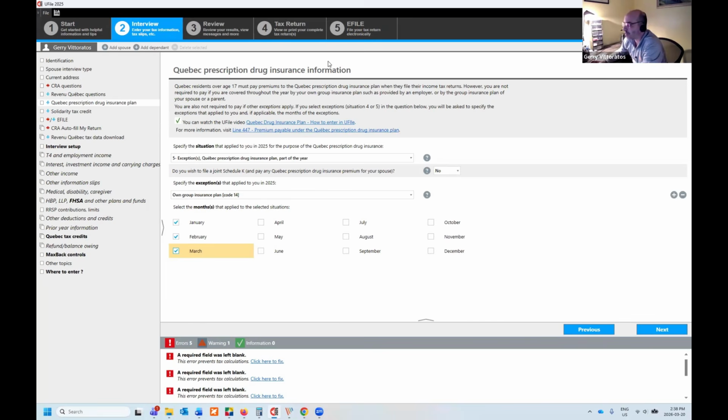And that's honestly, I could tell you this as a practitioner of many years and just dealing with clients on the professional side and on the consumer side, this question is the source of the majority of the reassessments of the Quebec return.